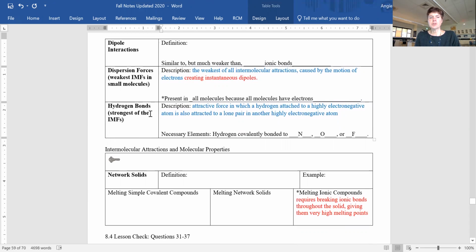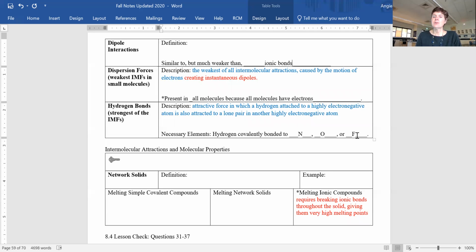So hydrogen bonds are the strongest of the IMFs. For the description, these are attractive forces that occur when we have hydrogens as part of a molecule that are attached to a highly electronegative atom, which is also attracted to the lone pair of another highly electronegative atom. In other words, in our molecule, which has to be polar, we can have hydrogen bonding if hydrogen is bonded to nitrogen, oxygen, or fluorine in a molecule. And that sets up for a really strong type of dipole called hydrogen bonding, okay?